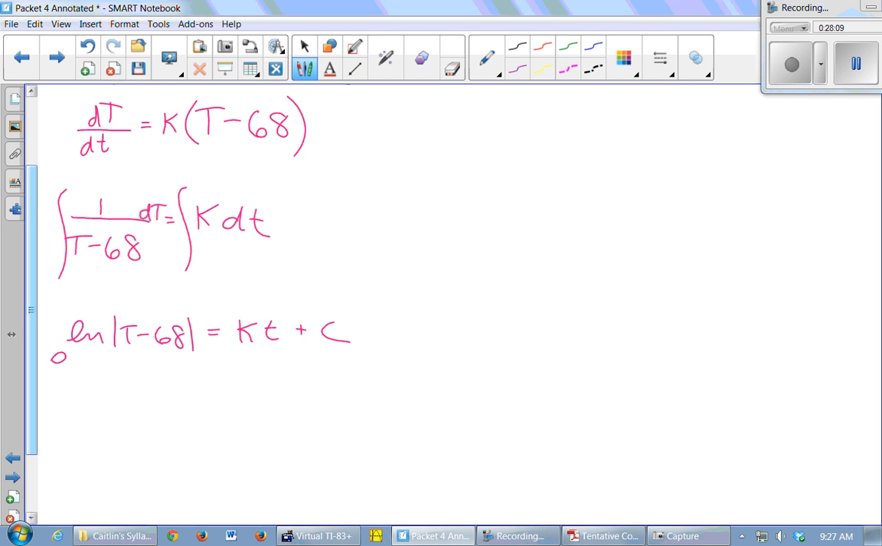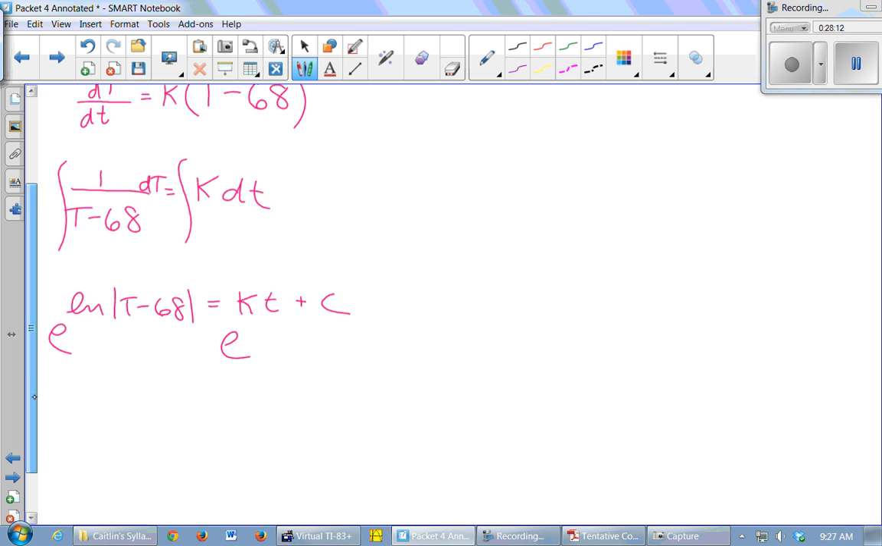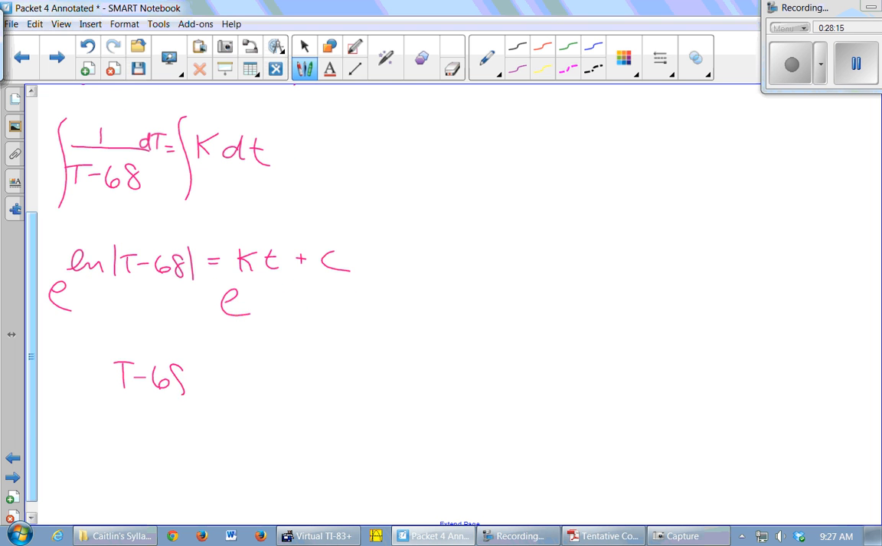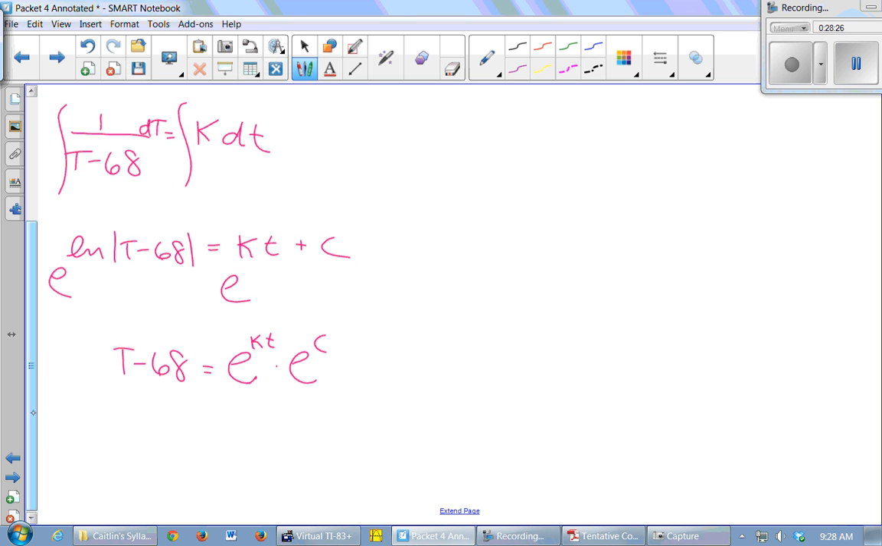Then we exponentiate and take e to both sides. And we end up with t minus 68 equals e to the kt times e to the c. And e to the c is just another arbitrary constant. So my final equation is going to be t equals c e to the kt plus 68. All right, so then I have two unknown constants in there. To find out what they are, I need two pieces of other given information from my equation.